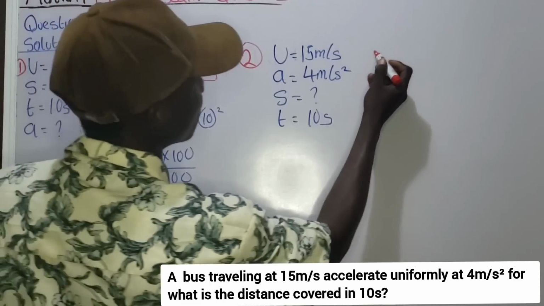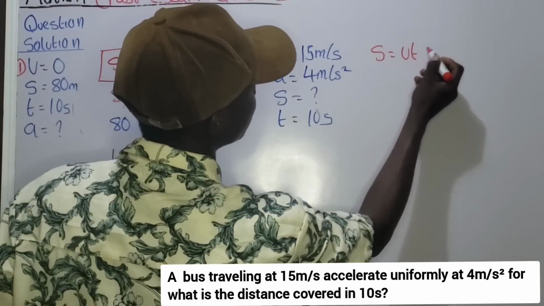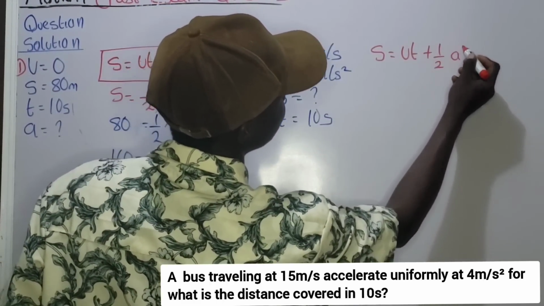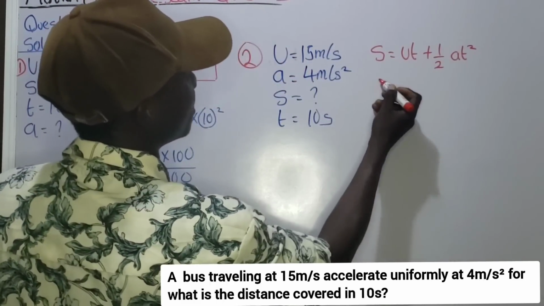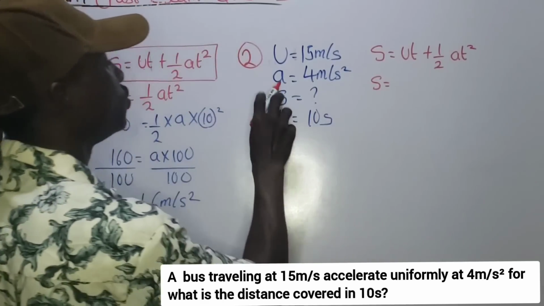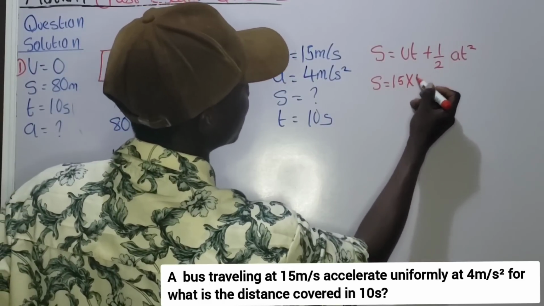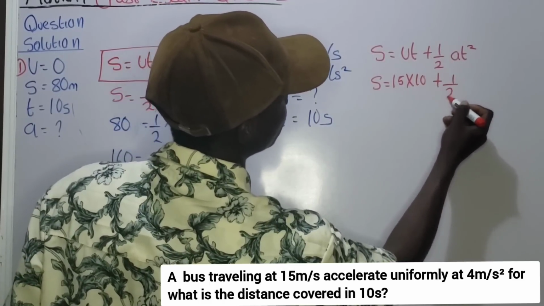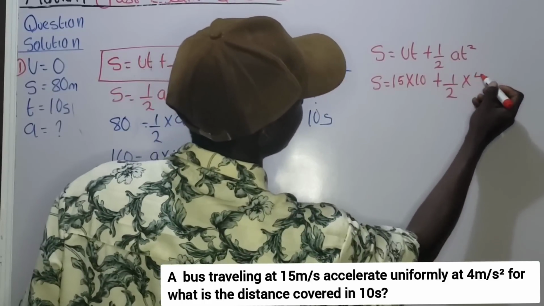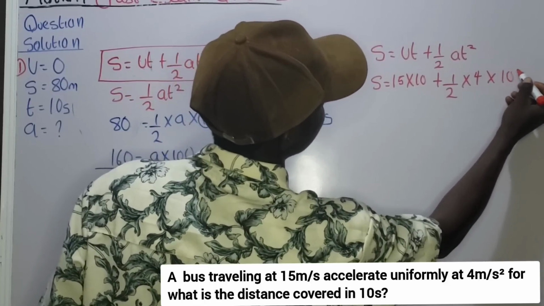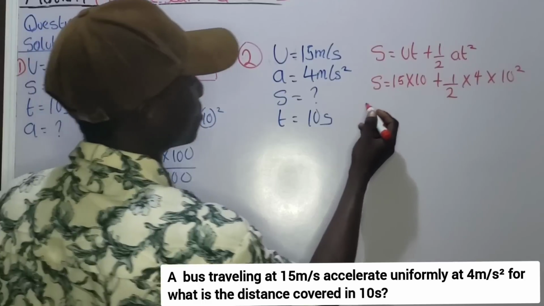So here I'm going to have S equals ut plus 1/2 at squared. S will be equal to u, which is 15, so 15 multiplied by t, which is 10, plus 1/2 multiplied by a, which is 4, multiplied by t squared, which is 10 squared. You understand? Okay, let's proceed.